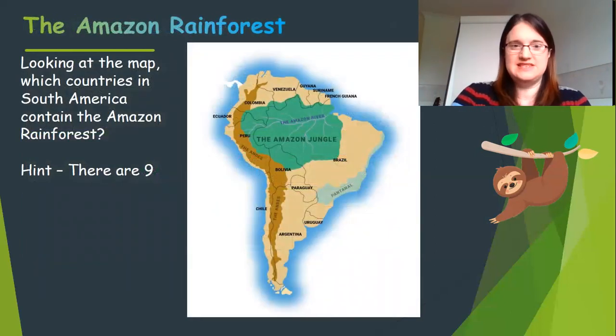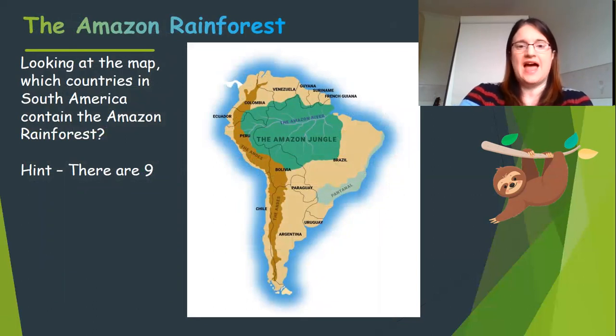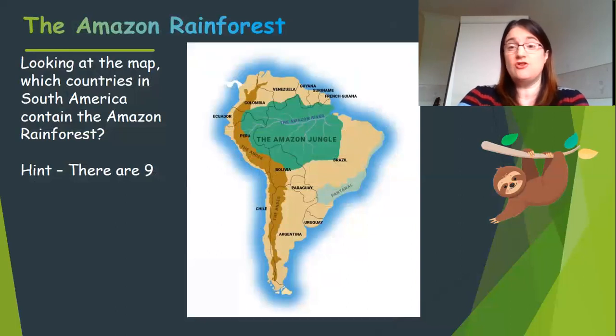The Amazon rainforest is the rainforest that we are going to be looking at. And this is a map of South America. And the green patch is the Amazon rainforest. So what I want you to do now is have a really careful look at that map. And I want you to write a list of which countries the Amazon rainforest is in. So it's not just in one country, it's in a whole range of countries. There are 9 countries in total. Can you write a list of the 9 countries that the Amazon rainforest sneaks into? Press pause and off you go.